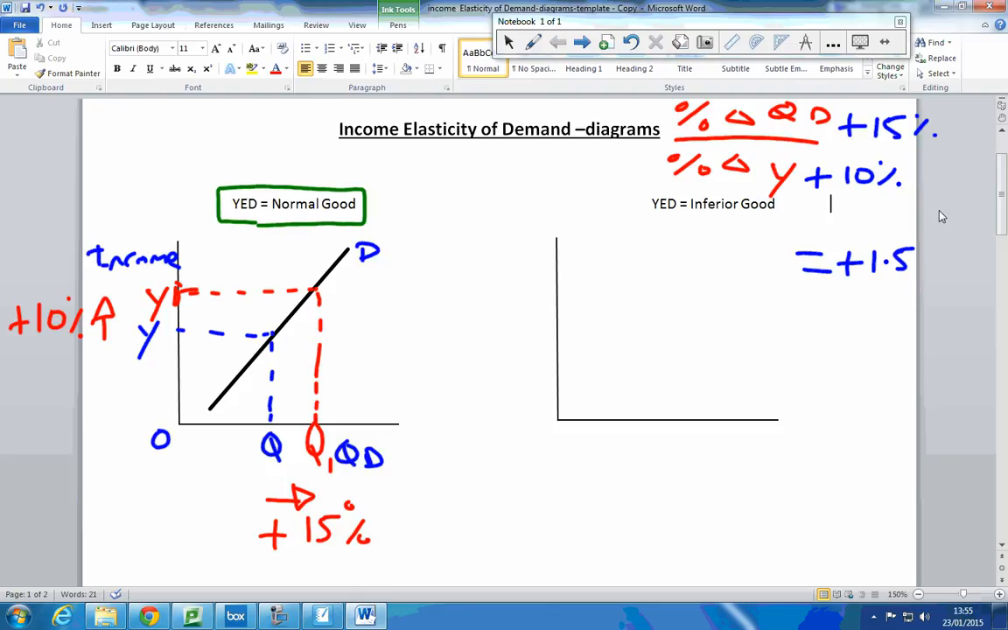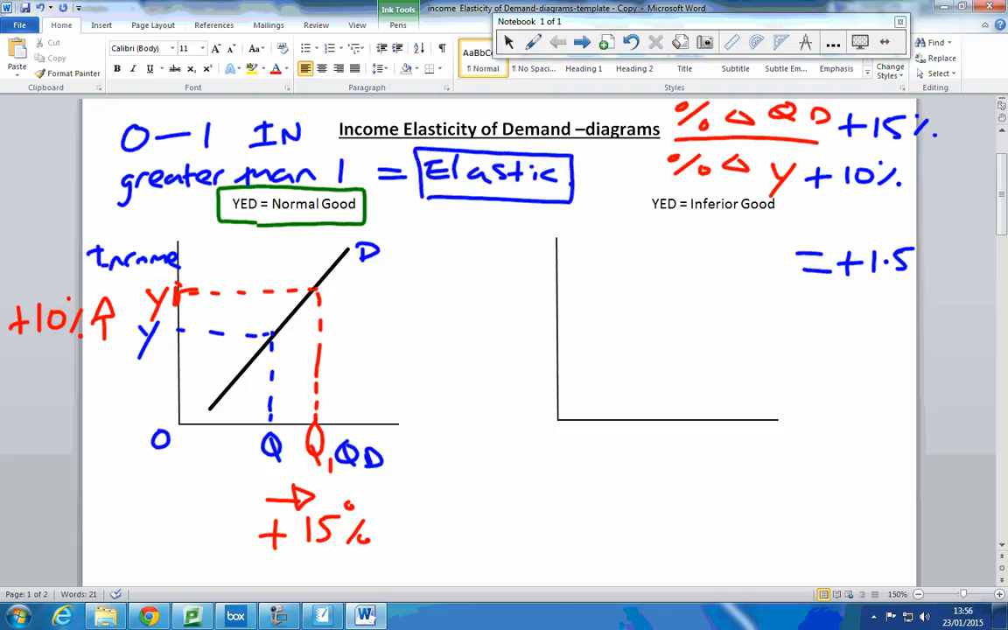The values of all elasticities are the same. Between 0 and 1, it's inelastic. And over 1, so greater than 1, is elastic. Now, of course, 1.5 is greater than 1, so it's elastic. So this first diagram is a normal good, because when incomes rise, quantity demand rises, or when incomes fall, quantity demand falls. And it's elastic because the level of change in quantity demand is significant.